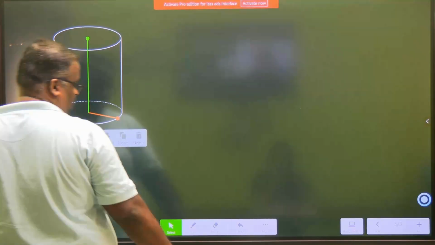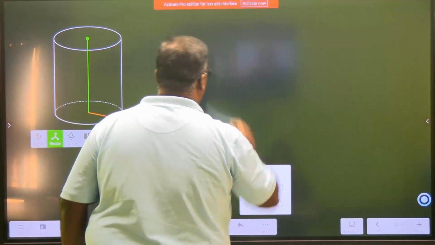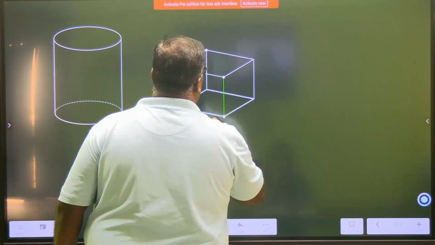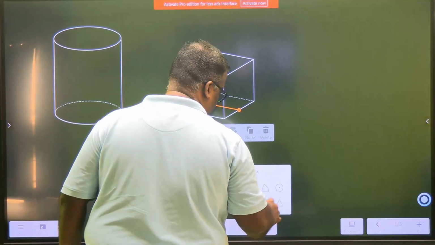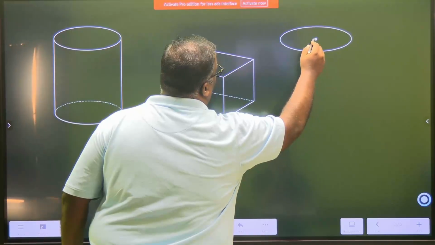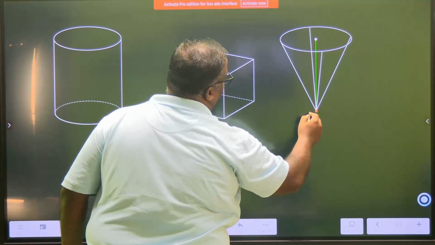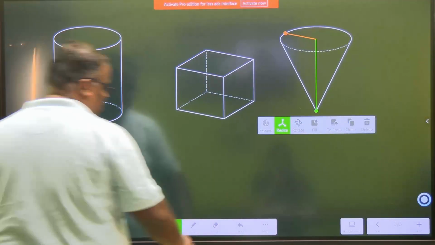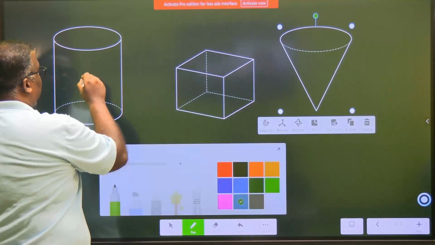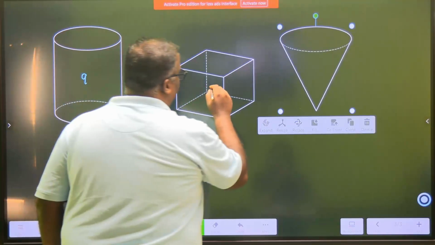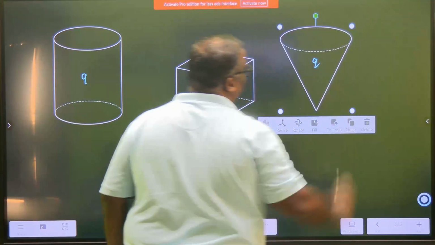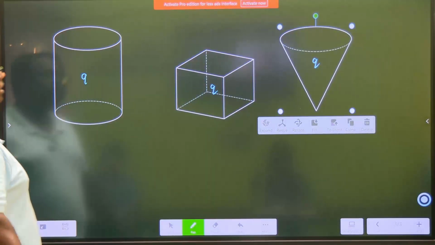I have a cylinder. The next shape is I have a cuboid. And say the next shape is I have a cone. I've got three 3D shapes and I have a charge right at the center, which is Q, right?